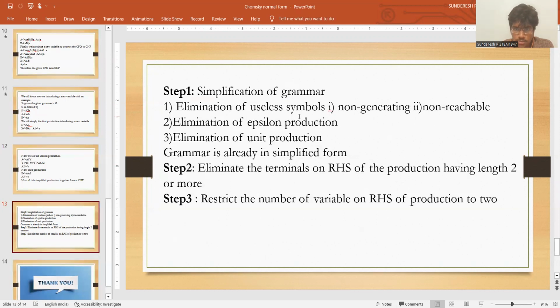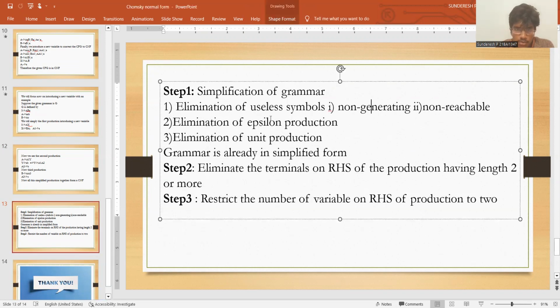Step 1, simplification of the grammar, elimination of the useless symbols. There are two types in it, the non-generating symbols and the non-reachable symbols. The second one is the elimination of epsilon production, and the third one is the elimination of unit productions. The grammar is already in the simplified form after all these processes. Step 2 is the elimination of the terminals on the RHS of the productions having a length of 2 or more. This is an important step. We have to remember it. And finally, we do step 3, which is a kind of easy one. We have to restrict the number of variables on the RHS of the production to 2.